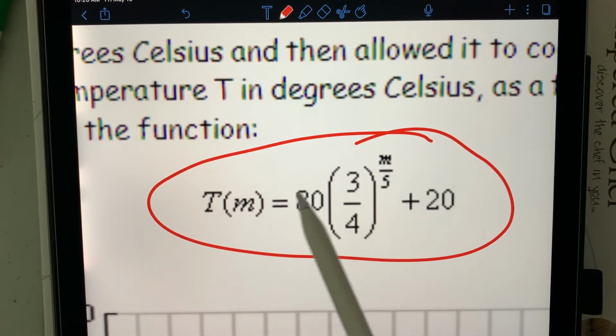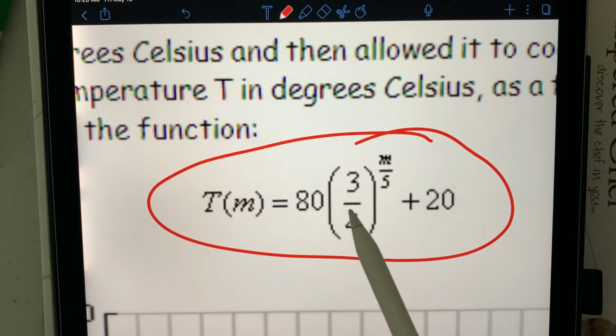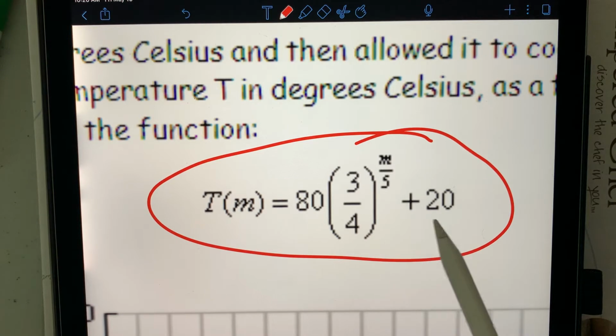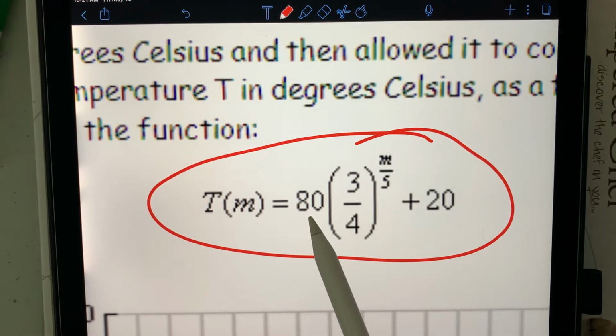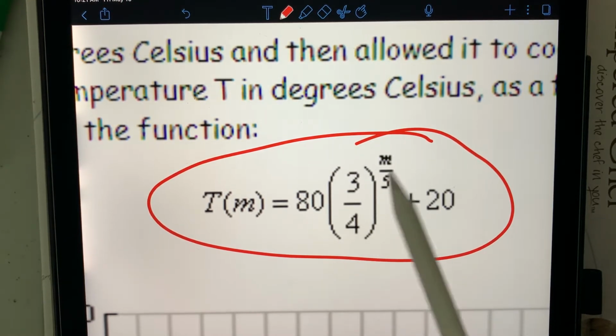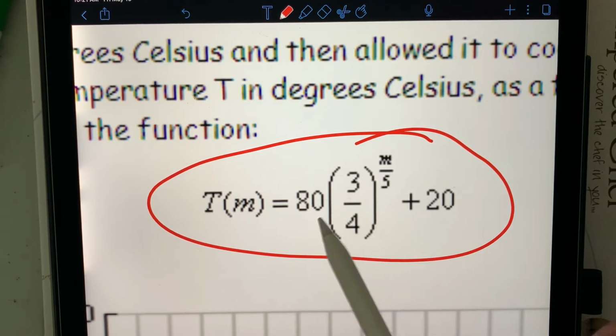Okay, so now we have a number, we have a fraction, we have another fraction for the exponent, and then an extra number here, which we didn't have before. So how does this play out? We used to think that this was the starting value. Why? Because when we set the variable equal to 0, this becomes 1, and 80 times 1, it's 80.